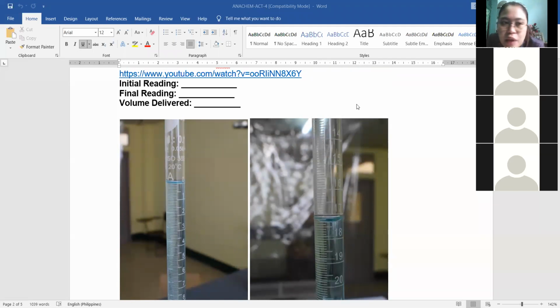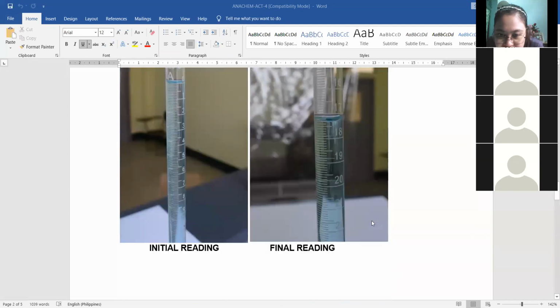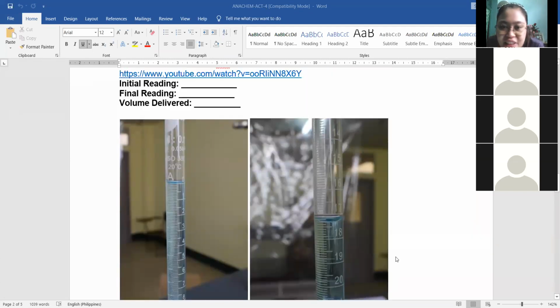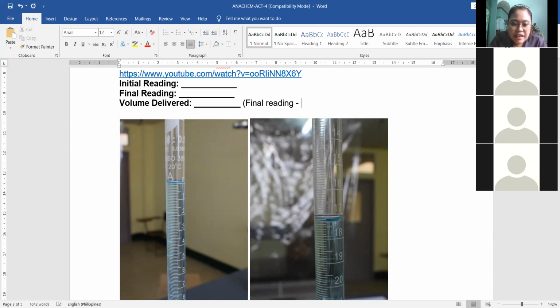And then, kung naka-deliver ka na ng gusto mo na amount, you have to read the final reading. So, ito naman yung final reading, class. You have to read it carefully ha, kasi aanseran nyo ito. And then, i-minus nyo lang. How do you get the volume being delivered here? Our formula is final reading minus the initial reading. That will be the volume delivered by the burette.